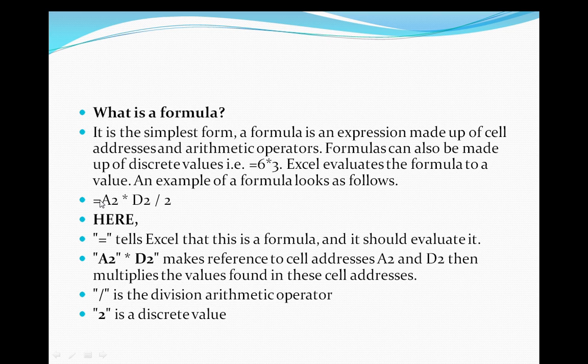In this example, we have to multiply cell A2 and cell D2, then divide the result by 2. Equal to tells Excel that this is a formula and it should evaluate it. A2 and D2 are references to cell addresses. Excel multiplies the values found in the cell addresses A2 and D2, and the slash sign is the division arithmetic operator. 2 is a discrete value, which means it is a number.